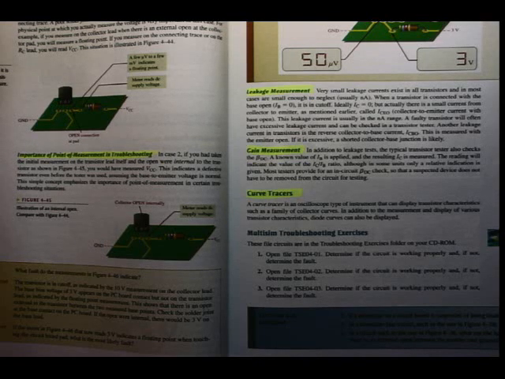Another leakage current in transistors is the reverse collector to base current, ICBO. This is measured with the emitter open. If it is excessive, a shorted collector base junction is likely.